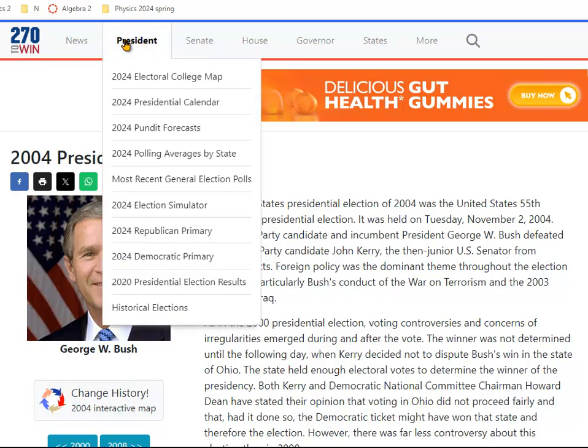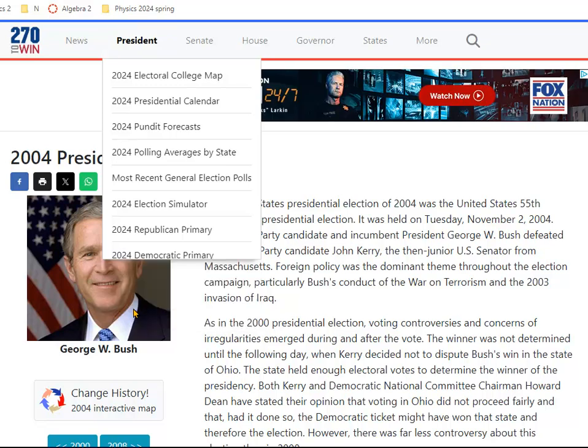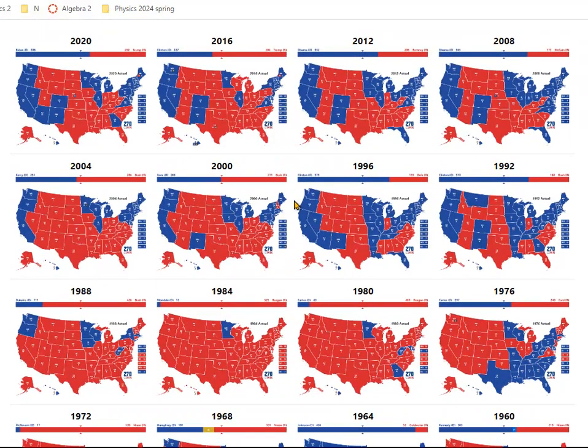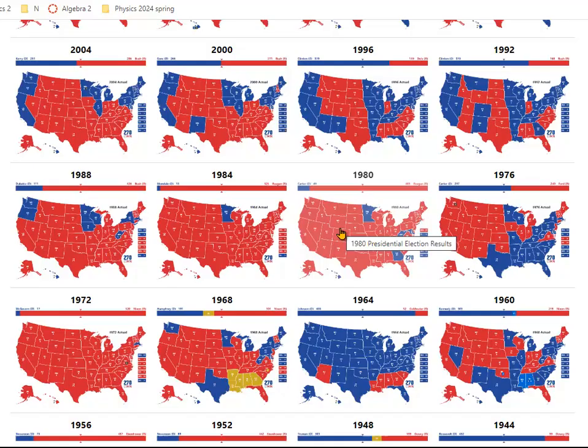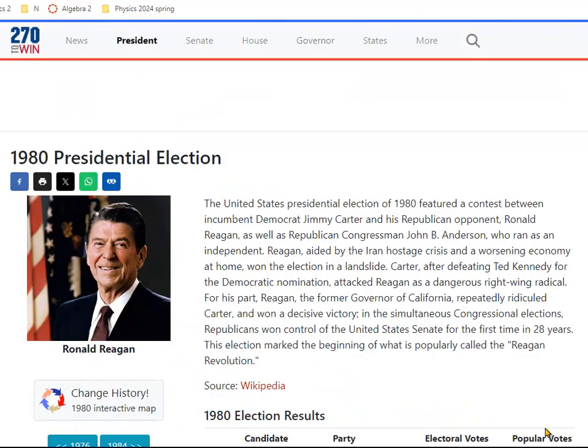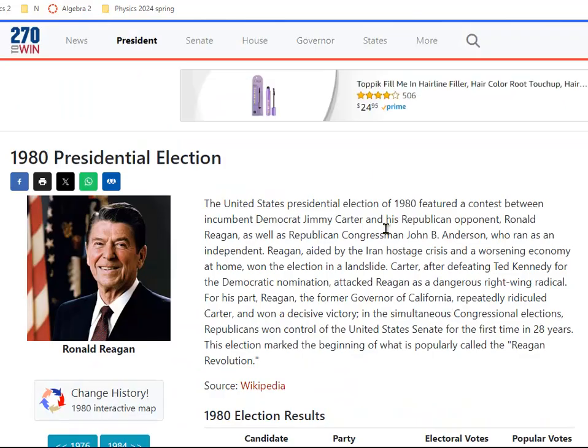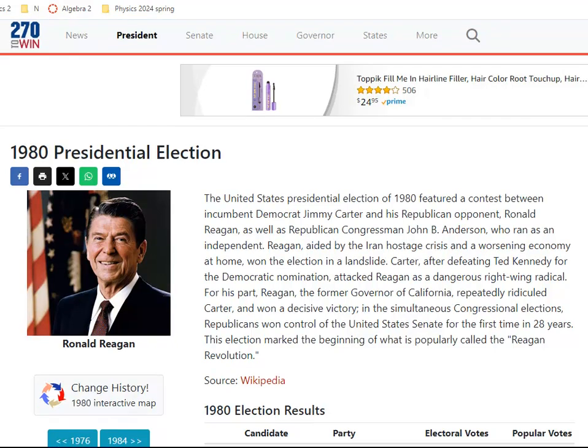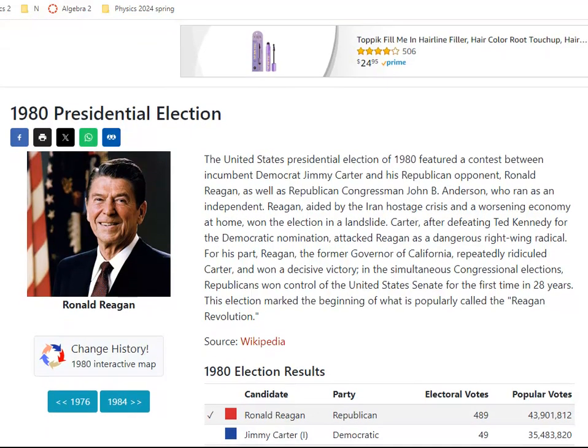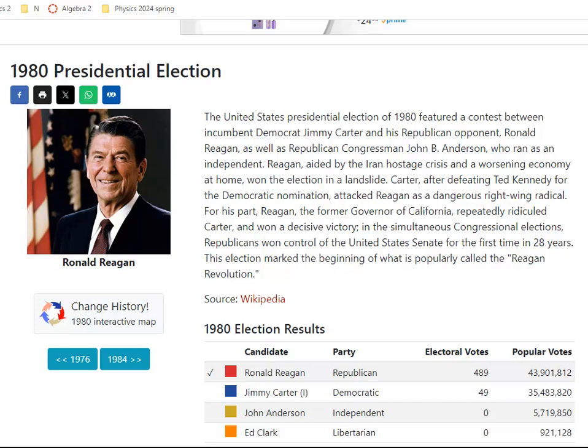And I think there is a relatively quick way to get there. So historical, and I want to go to 1980. Here we go. And there's a reason why I chose this particular one. So here we go. Ronald Reagan was elected. There was a third-party candidate who took some votes away, I guess. Can express it that way.